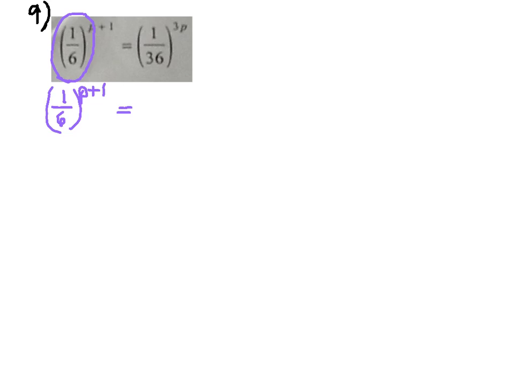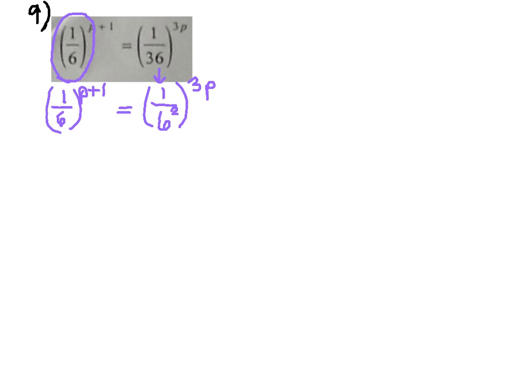And then on the right, I want to rewrite this 1 over 36 to have a base of 1/6. So I'm going to rewrite it as 1 over 6 squared because we know that's 1 over 36. And then I'm going to keep the exponent that I had before. Now there's one more step.